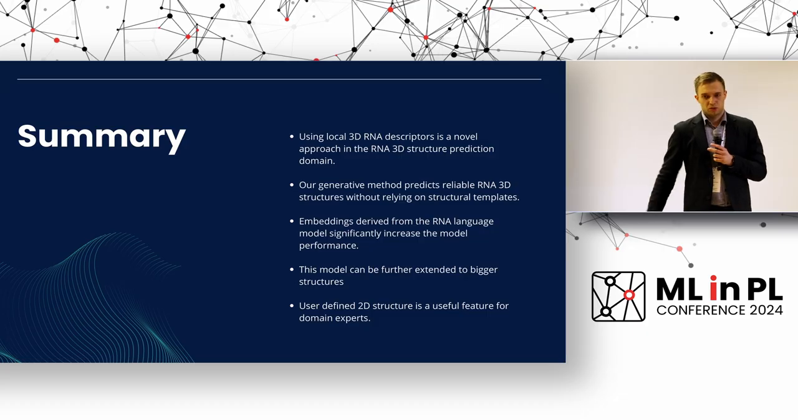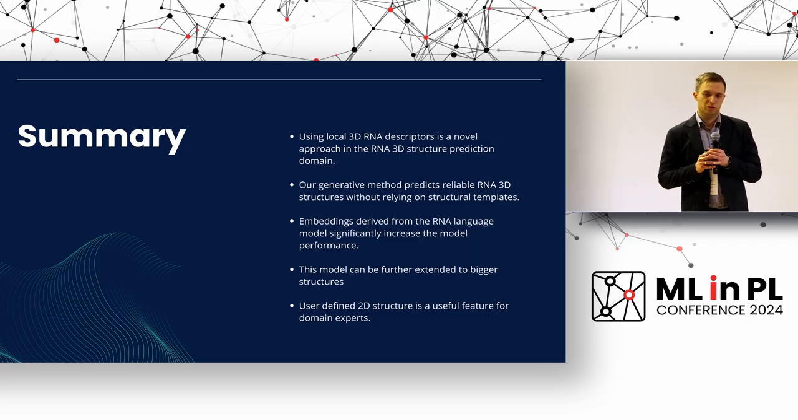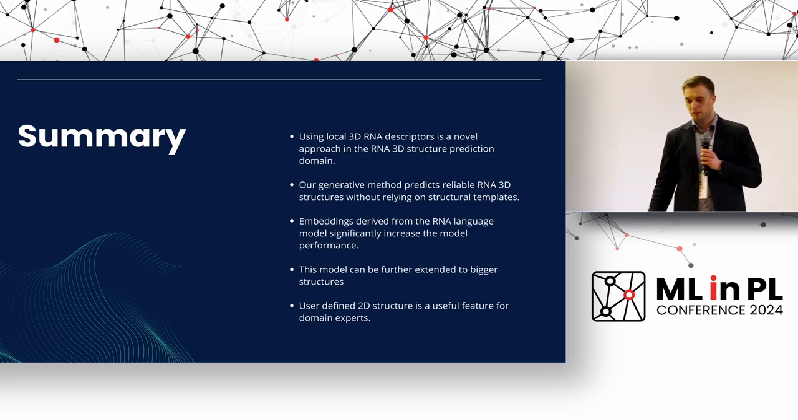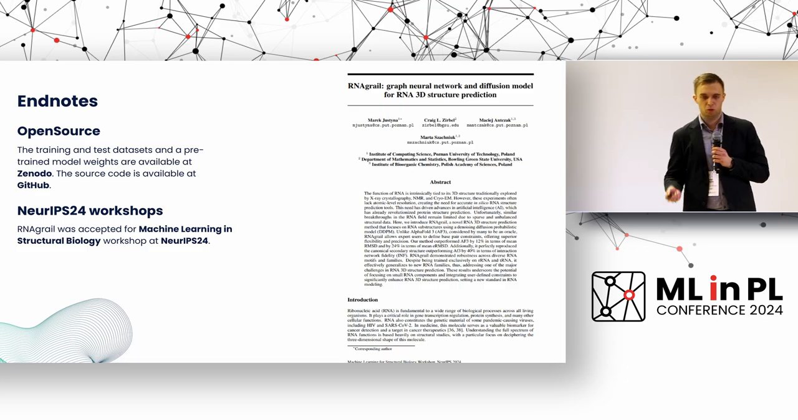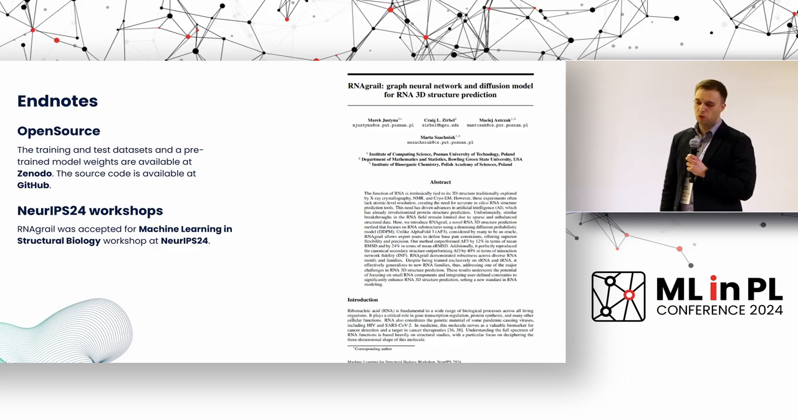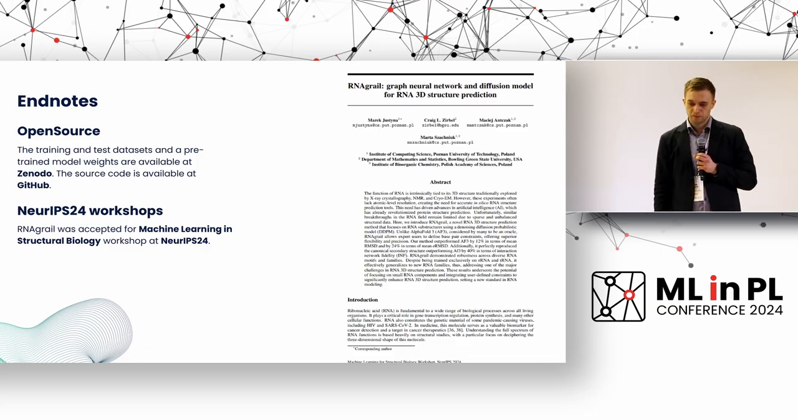And finally, what I wanted to say is that the secondary structure defined by the user is a very useful feature, and it's not a bug. It's just something that domain experts expect in the domain. As the end notes, I want to say that our work is fully open source. We've got GitHub code, and we've got a Zenodo database. We use the Zenodo database to share the model weights and the dataset, and this work was accepted to the NeurIPS workshop, Machine Learning in Structural Biology.